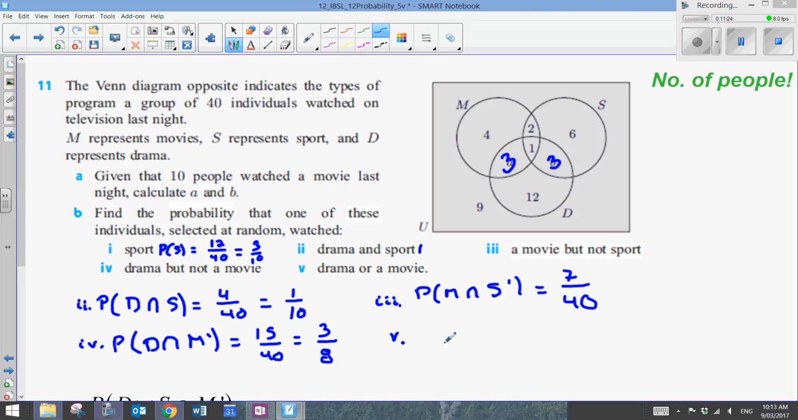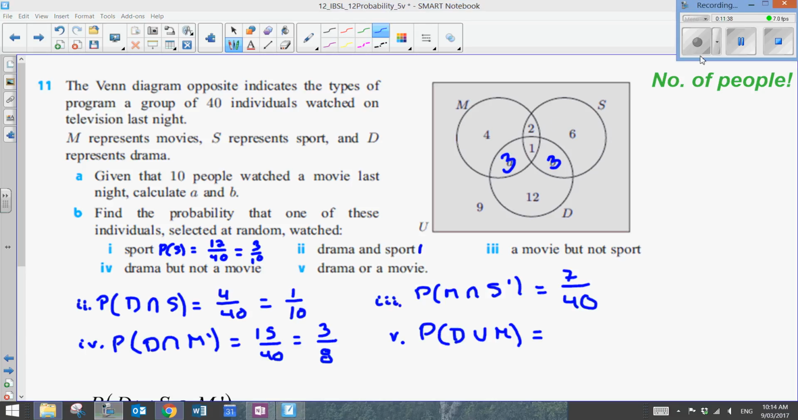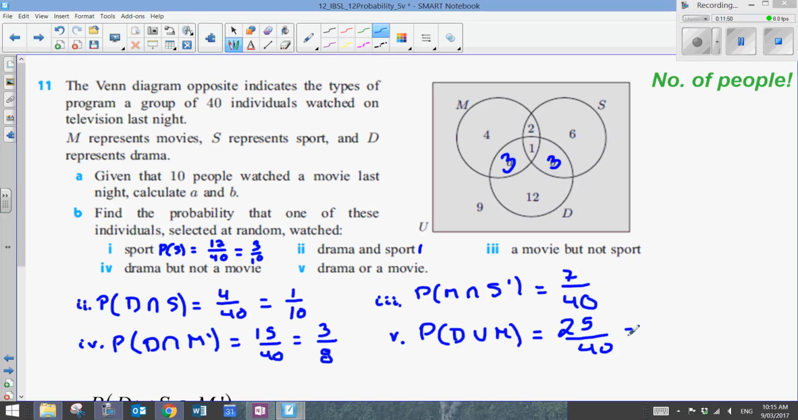And then our last section, drama or a movie. So the probability of drama or a movie, which also includes the possibility of both. So drama or a movie includes both of these full circles. So for this one, drama or a movie, if we include all of these, I think it comes out to about 25. Yep, so 25 out of 40. And then we can reduce this down to 5 over 8.